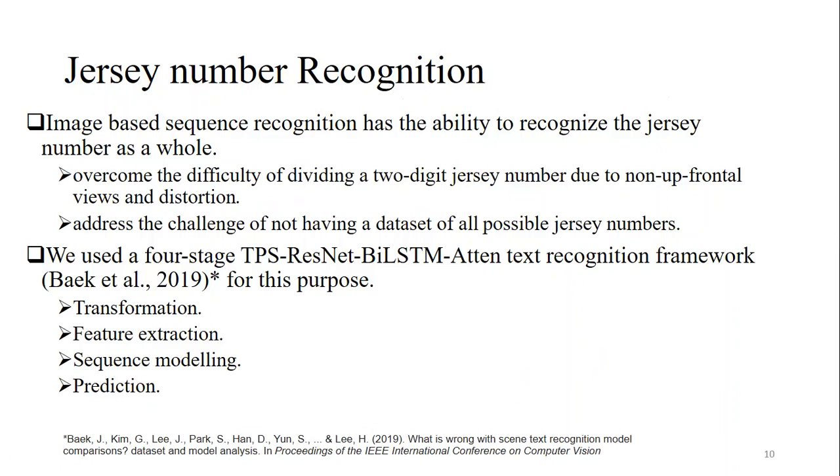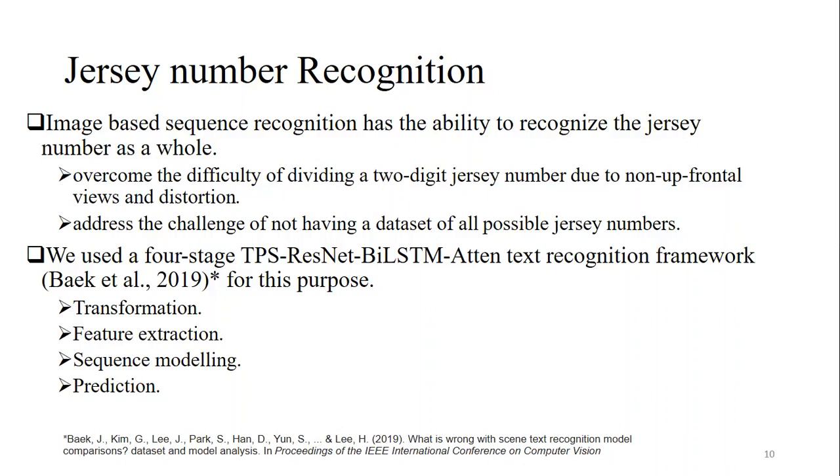In the jersey number recognition step, we use image-based sequence recognition to recognize the jersey number as a whole, for two reasons. The first reason is to overcome the difficulty of dividing a two-digit jersey number, because of non-upright views and number distortion. The second reason is to address the challenge of not having a dataset of all possible jersey numbers.